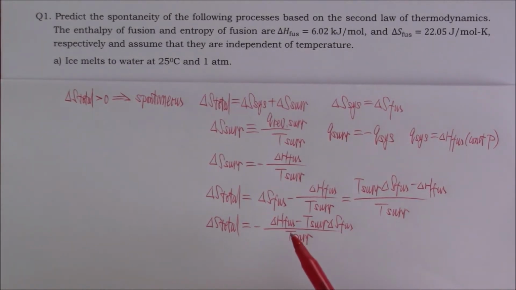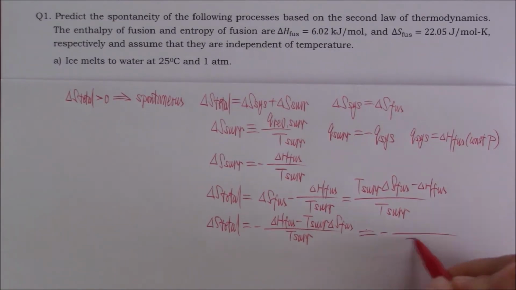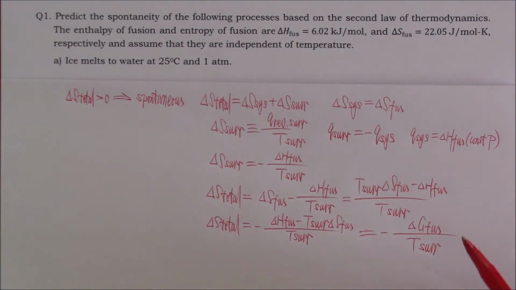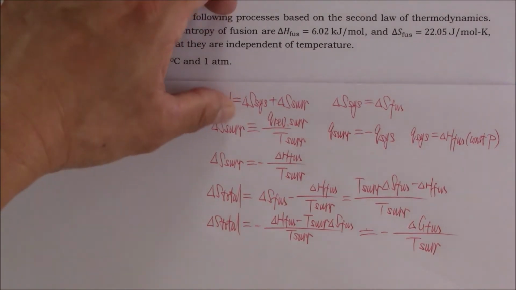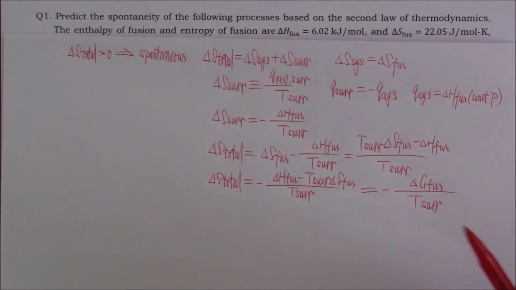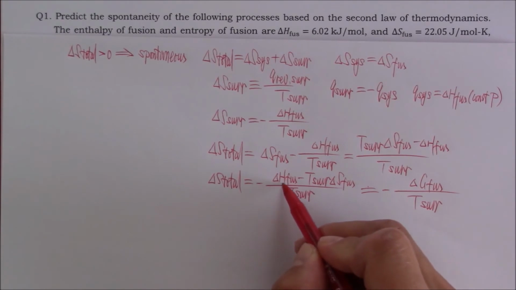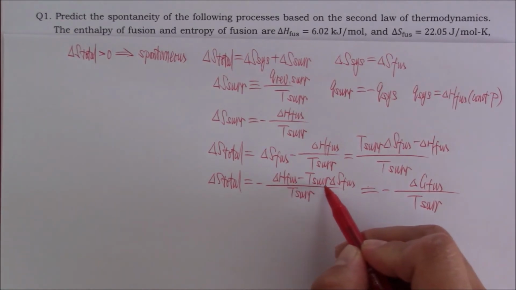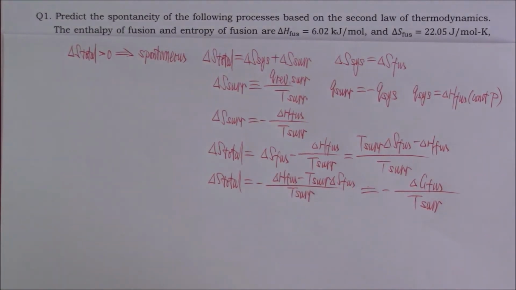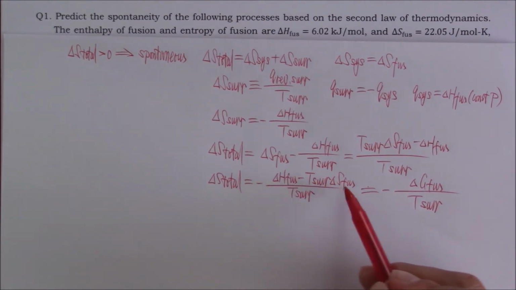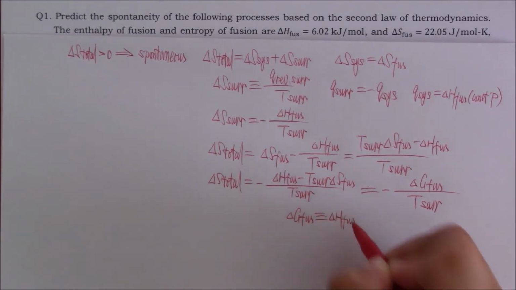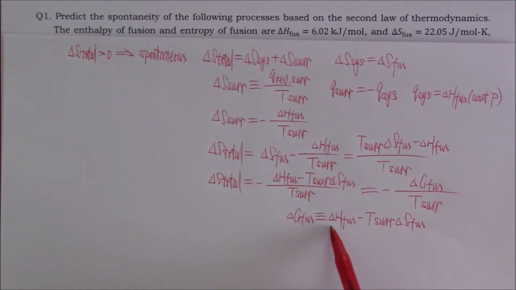Therefore, we define a new term which we call delta G fusion. In more general terms, we should call this delta G system. If we use this term, we know that delta G fusion is equal to delta H fusion minus T surroundings times delta S fusion. Generally, we can omit these subscripts. Delta H, delta S are system parameters. Let me put down the more general term.